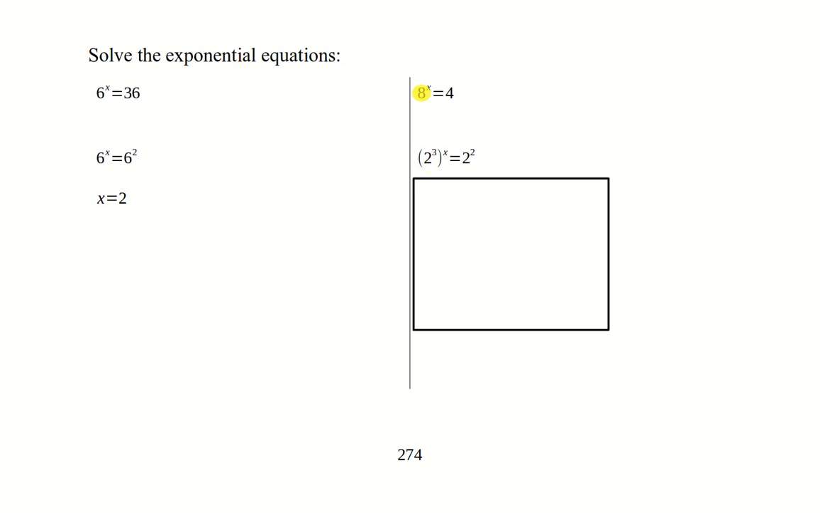But when one base has two exponents, we can simply multiply the exponents together. Here the base is 2, and the two exponents are 3 and x. We can simply multiply those together, so that's exactly what we're going to do in the next step. So there's 3 times x as the exponent on the left. Now the bases are the same, so we can equate the exponents.